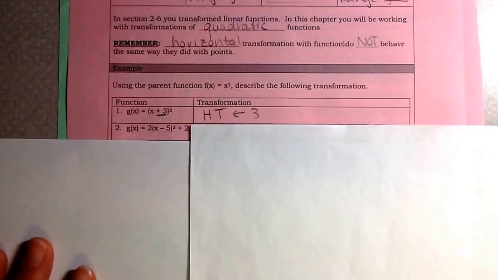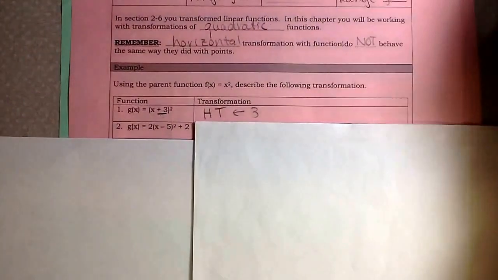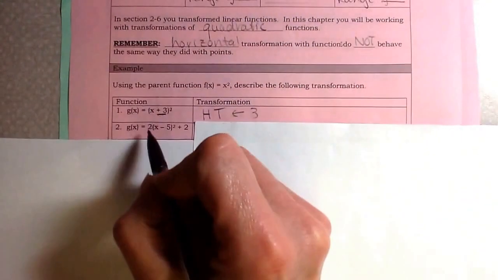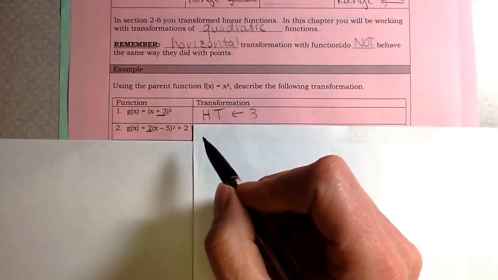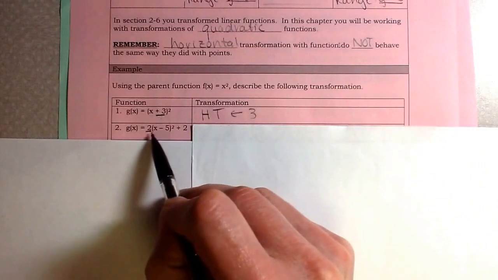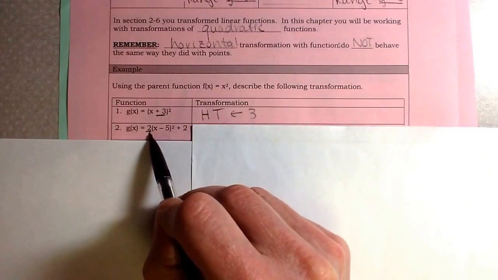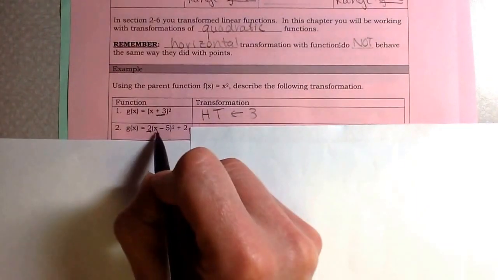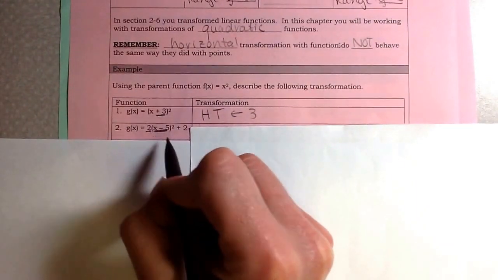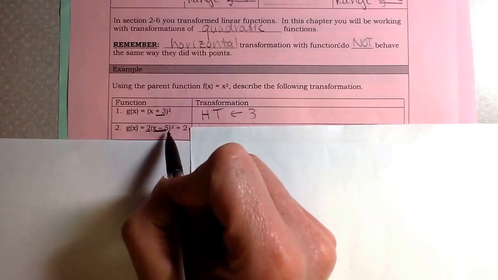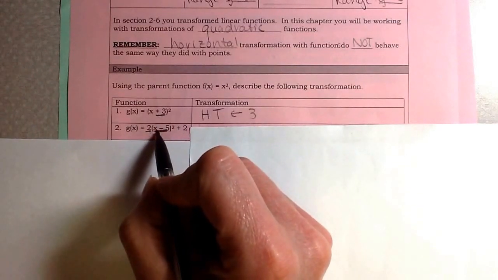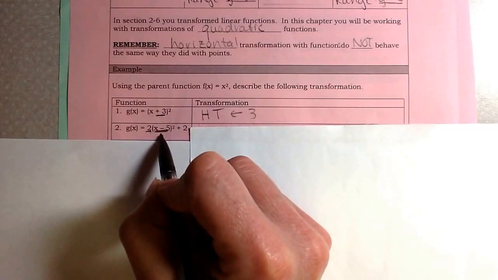So that means it's a horizontal translation to the left 3 units. All right, here we have 3 transformations going on. This 2 is the A, so that's going to represent a stretch or compression vertically because it's not inside with the x. It's larger than 1, so it's going to be a vertical stretch by a factor of 2. And then inside here, we set that equal to 0, so x is going to end up at 5 after the transformation on the x-axis.